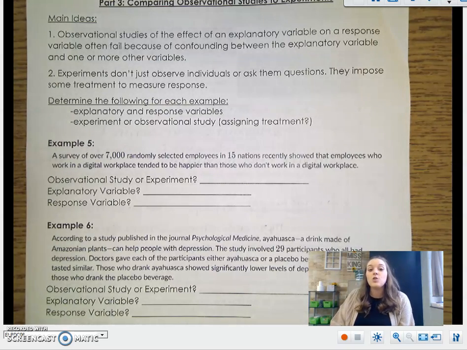Experiments don't just observe individuals or ask them questions. They impose some kind of treatments to measure response. So for each one of these examples, we're going to go through 3 examples. We need to determine explanatory and response, and then experiment or observational study.